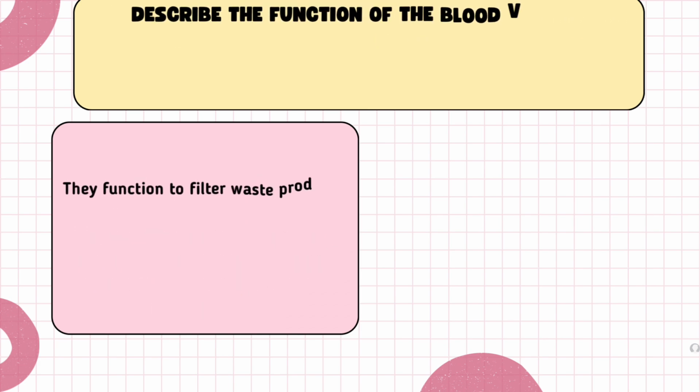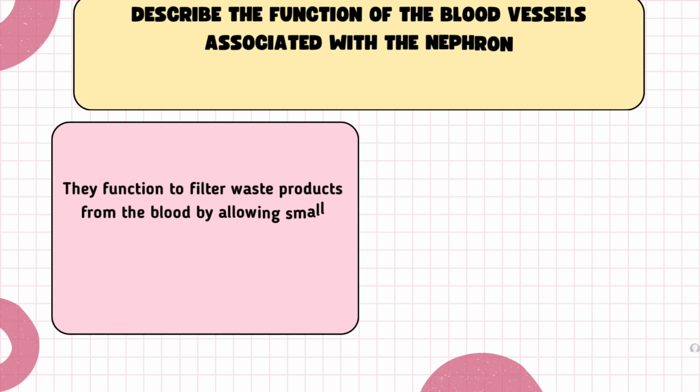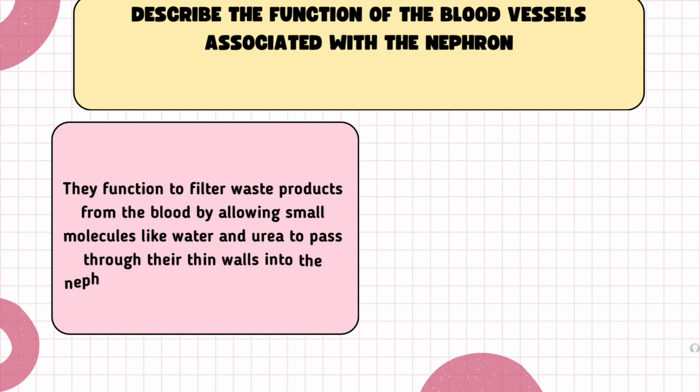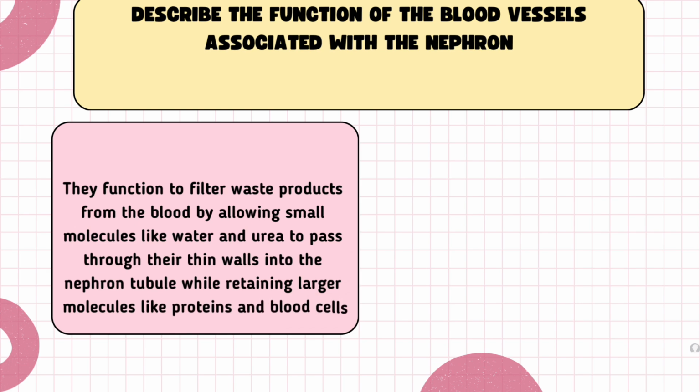Here we will describe the function of the blood vessels associated with the nephron. So they function to filter waste products from the blood by allowing small molecules like water and urea to pass through their thin walls into the nephron tubule while retaining larger molecules like proteins and blood cells. So pretty much they are like cleaning the blood as it flows through the kidney. The glomerulus performs the initial filtration while the peritubular capillaries facilitate reabsorption of necessary substances back into the bloodstream along the nephron tubule.